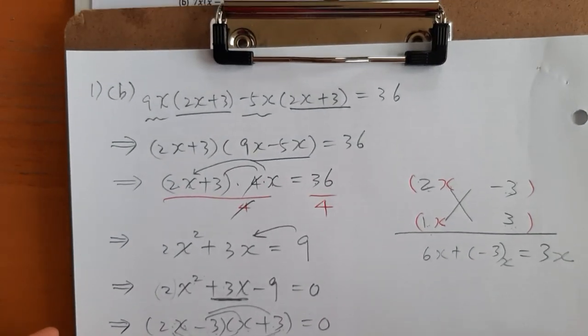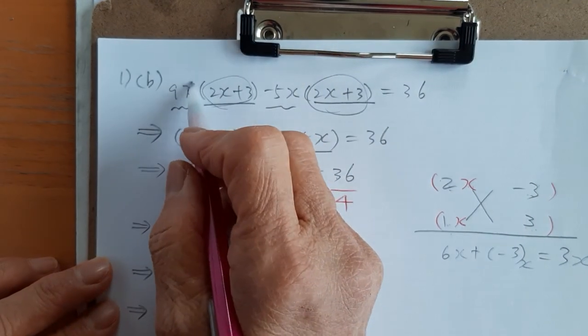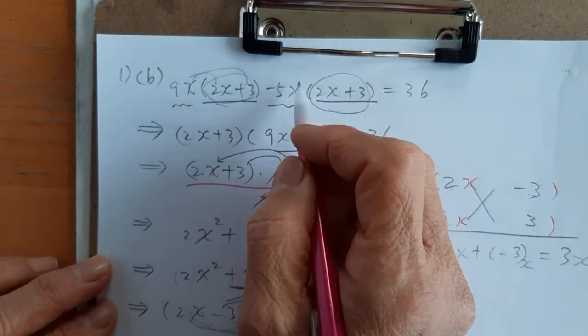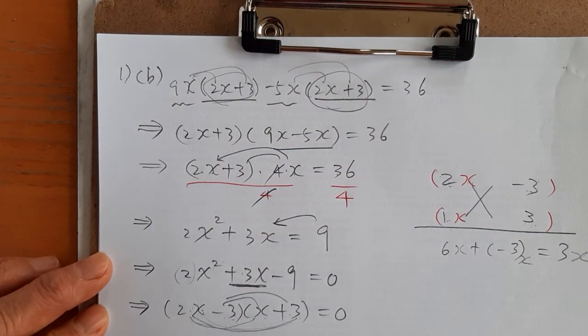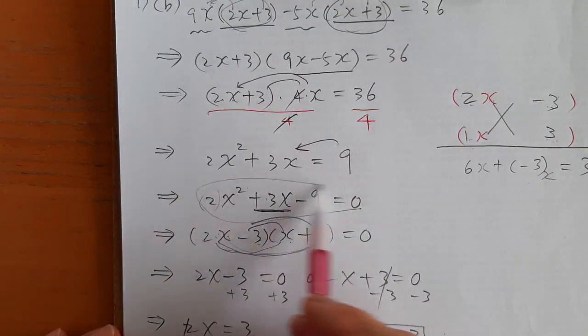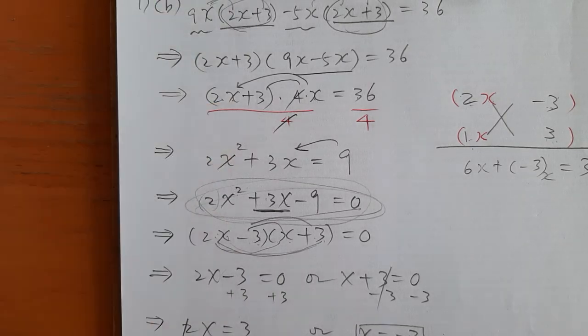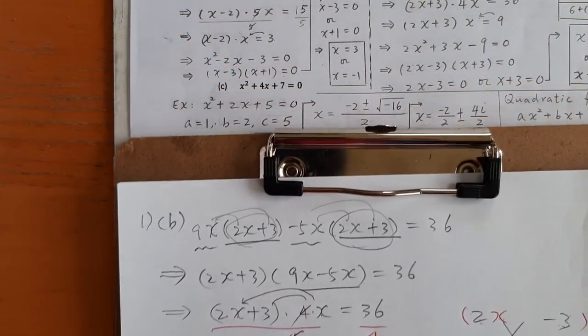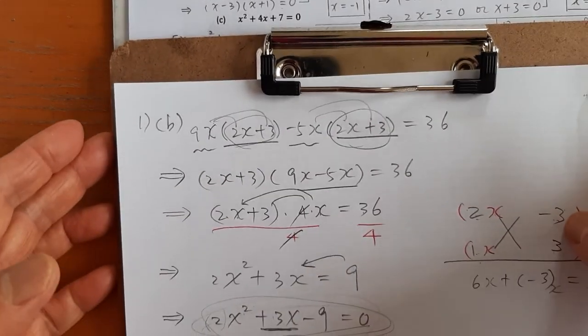So this is factoring out the common factor 2x plus 3. And the other way you can do is just distribute in and combine like terms. Finally, you will also get this one, and then factor it. That's question 1b, the example. Then the 1c example.